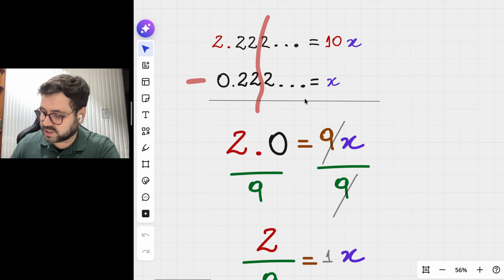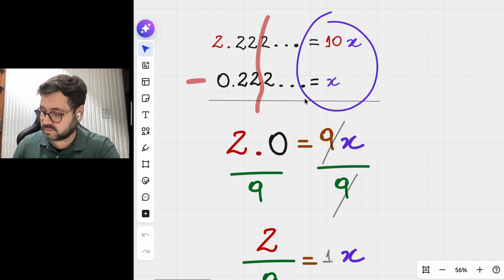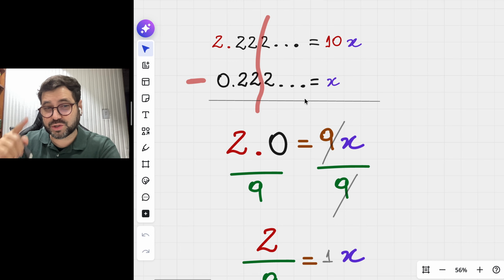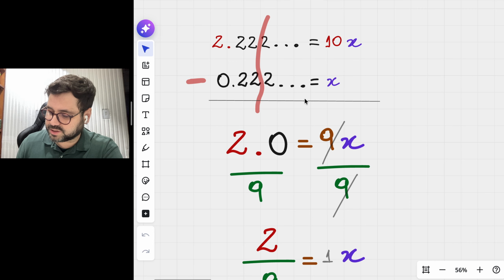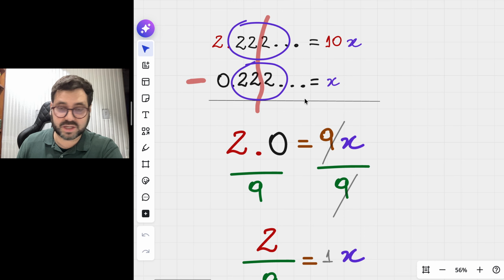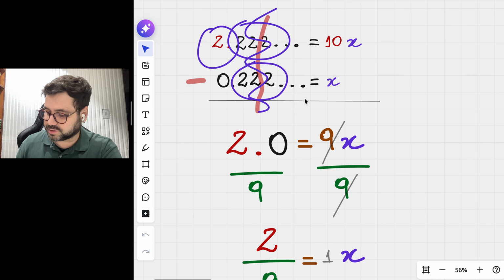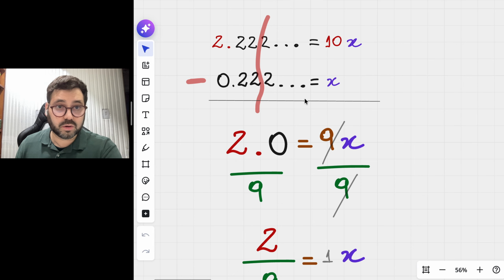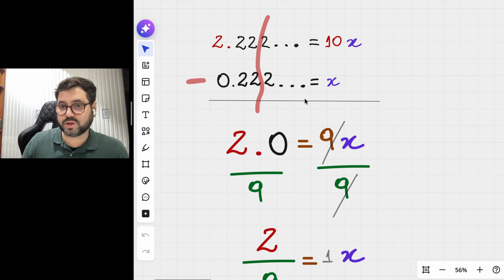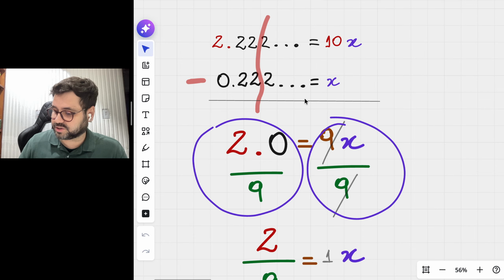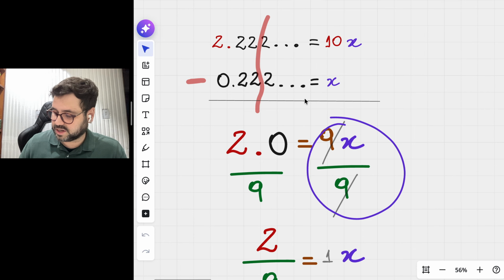Now I ask you, how much is 10x minus x? Well, the result is 9x. And now how much is 2.2 repeating decimal minus 0.22 repeating decimal? Basically, these parts are the same, so I can just cancel them out, having only 2 as my answer. Now, in math, we learned that whatever we do on the right, we have also got to do on the left. So this number here is 9x.